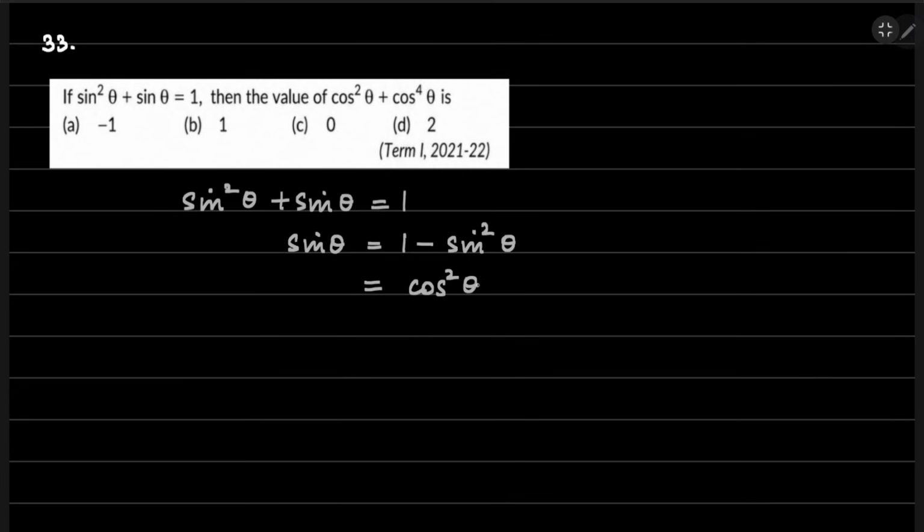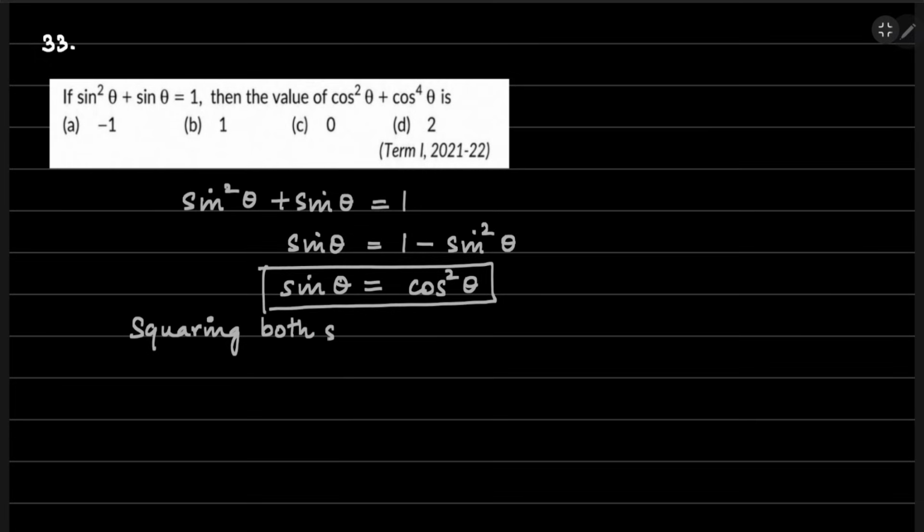It's equal to cos square theta. So what you get is sine theta is equal to cos square theta. This is one thing that you need. So for cos square theta, you will write it as sine theta, and then squaring both the sides.